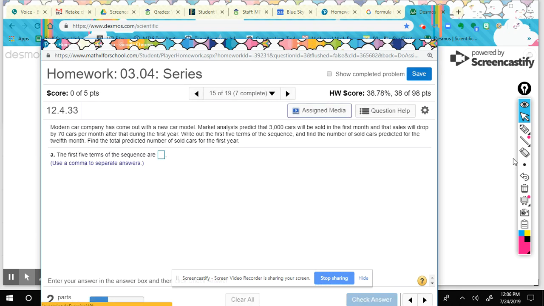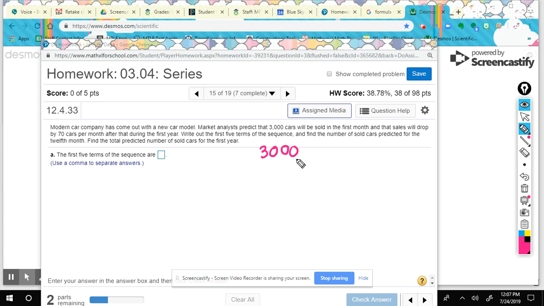Okay. A modern car company has come out with a new car model. Market analysts predict that 3,000 cars will be sold in the first month and that sales will drop by 70 cars per month during the year. Write out the first 5 terms of this sequence and find the number of sold cars predicted for the 12th month. Okay, so the first 5 terms, it looks like we're going to start at 3,000 cars and they're going to drop by 70 cars per month.